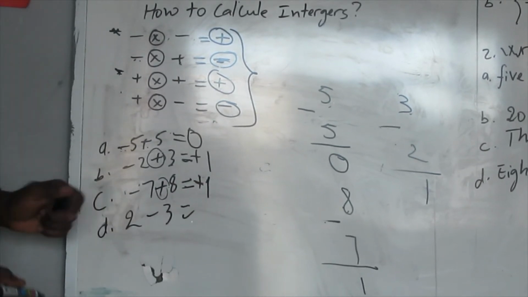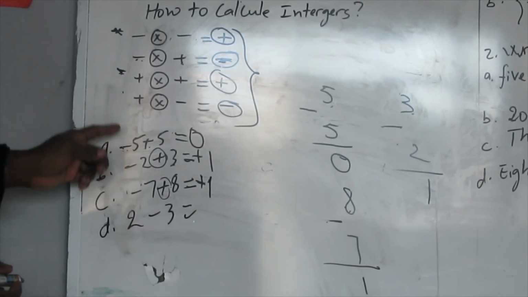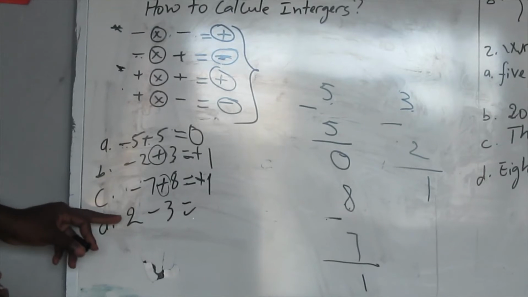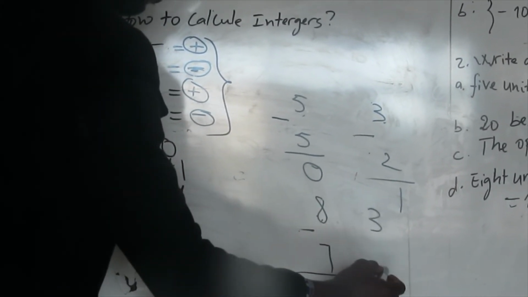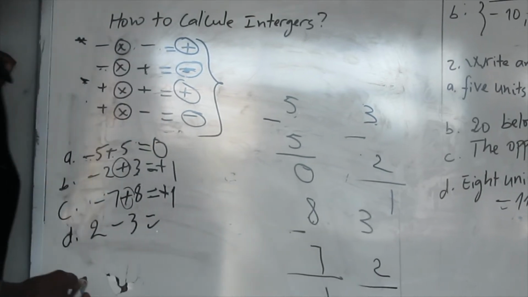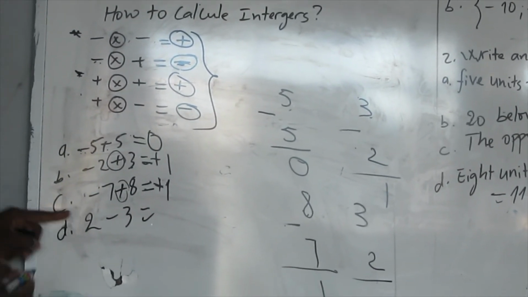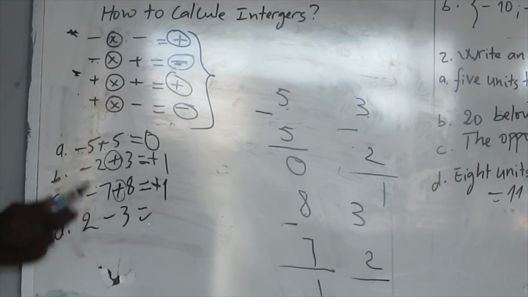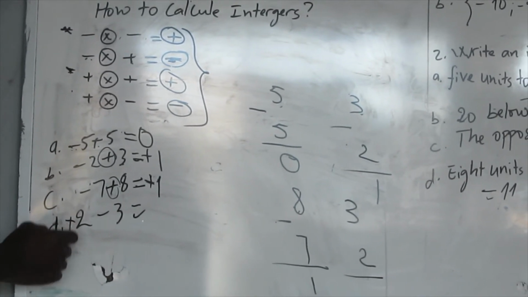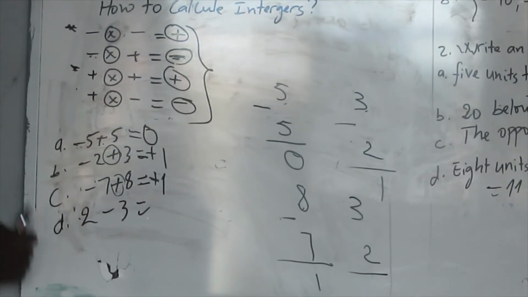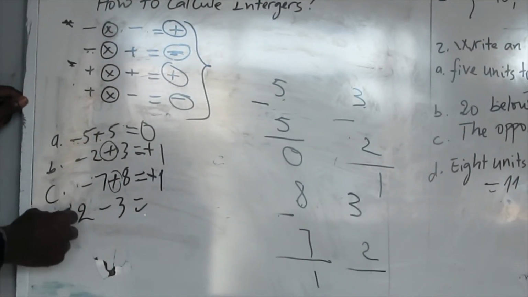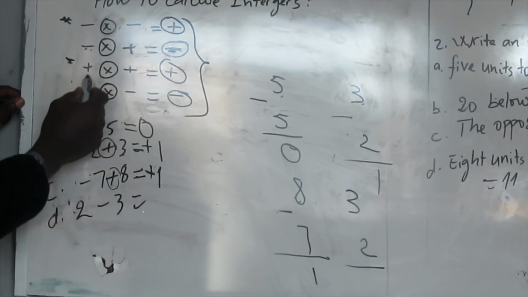So let's look at this one here. This one is the opposite of what we did now. So we have 2 minus 3. We do the same thing: we place our 3 and 2, and we look at the sign. If you don't see a sign before the number, that means it is positive. In mathematics, they can just write it like that without putting a sign. That means the sign here is positive.